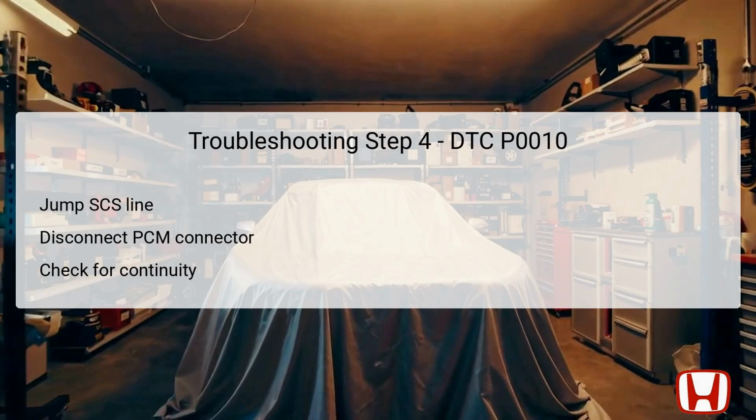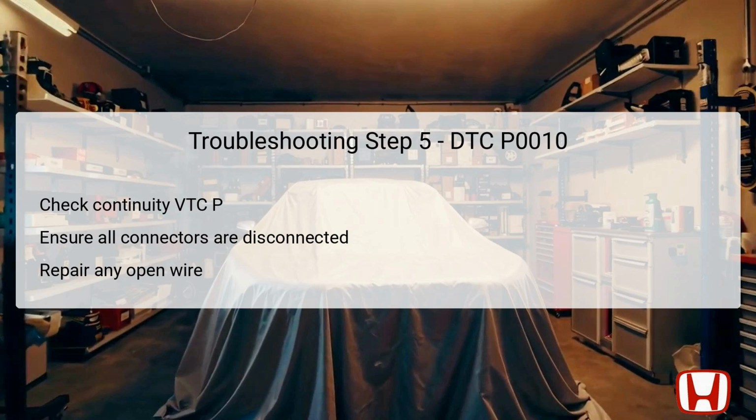This step ensures that the VTC P line, responsible for signal communication between the VTC solenoid and the PCM, is functioning correctly. If continuity is established here, it indicates that there isn't a short in the VTC P wire. If continuity is absent, it will require identifying and repairing the short in the wire connecting the solenoid to the PCM. The final troubleshooting step emphasizes checking for continuity in the VTC P line.